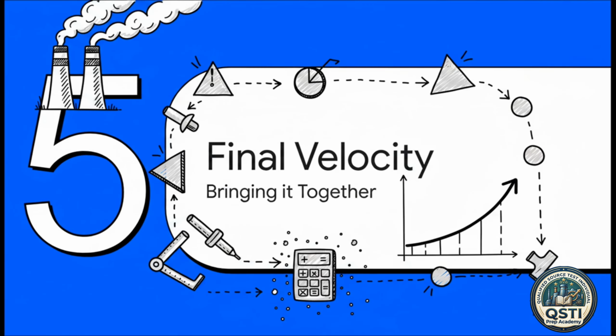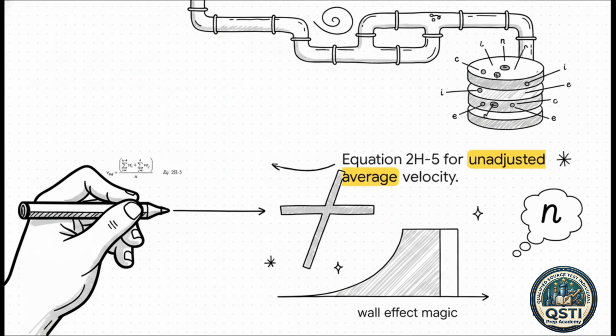All right, Section 5, calculating the final velocity. Let's bring it all together. This is the final math stretch, folks. We are bringing everything together to find your final, adjusted velocity. Let's establish our baseline by writing down Equation 2H-5. First, you need to find the unadjusted average velocity, VAV. It's straightforward. You sum up your interior velocities, add your exterior sector velocities, and divide by the total number of points, N. This gives you your baseline before we do any of that Method 2H magic.